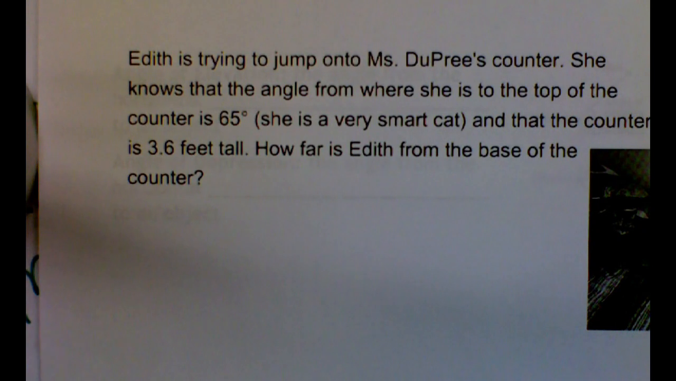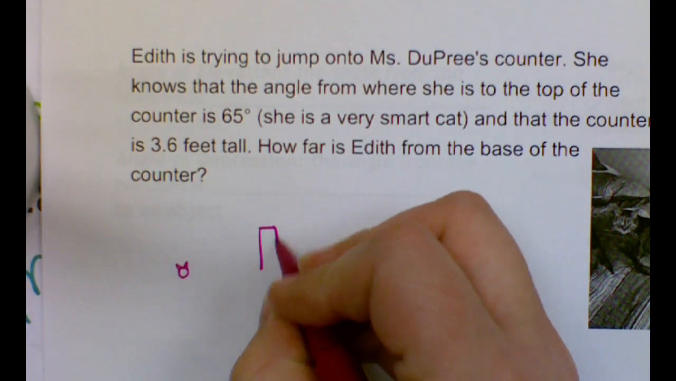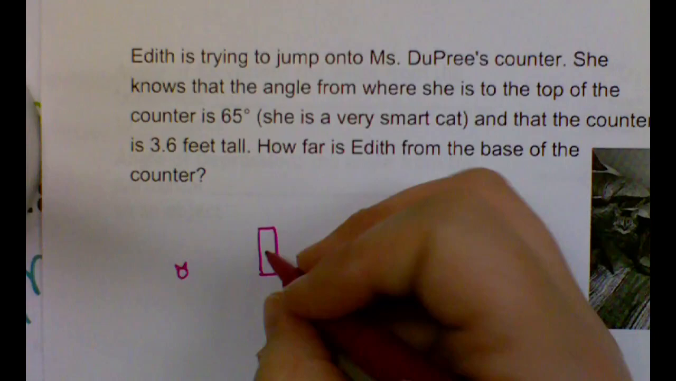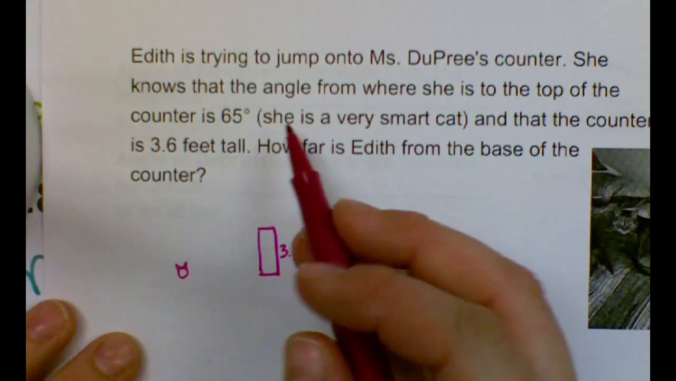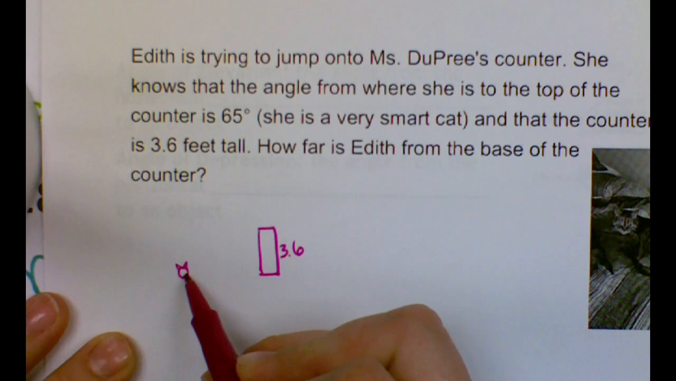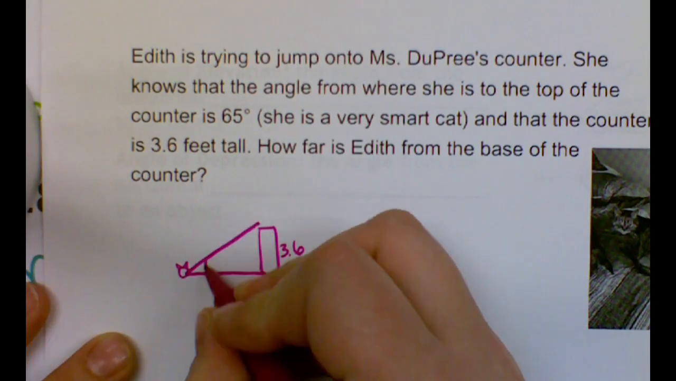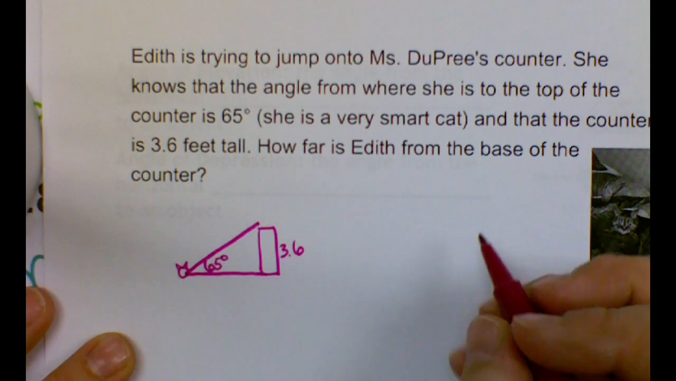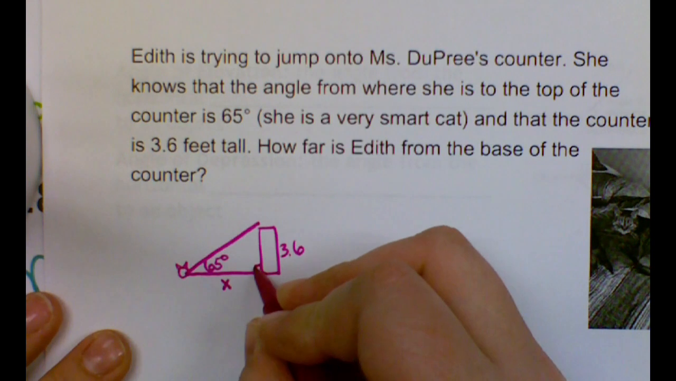I always, always, always recommend drawing a picture. So we have little Edith, and we have a counter, right? We know the counter is 3.6 feet tall. We know that the angle from where she is to the top of the counter is 65 degrees. I want to know how far she is from the base, so there's my x.